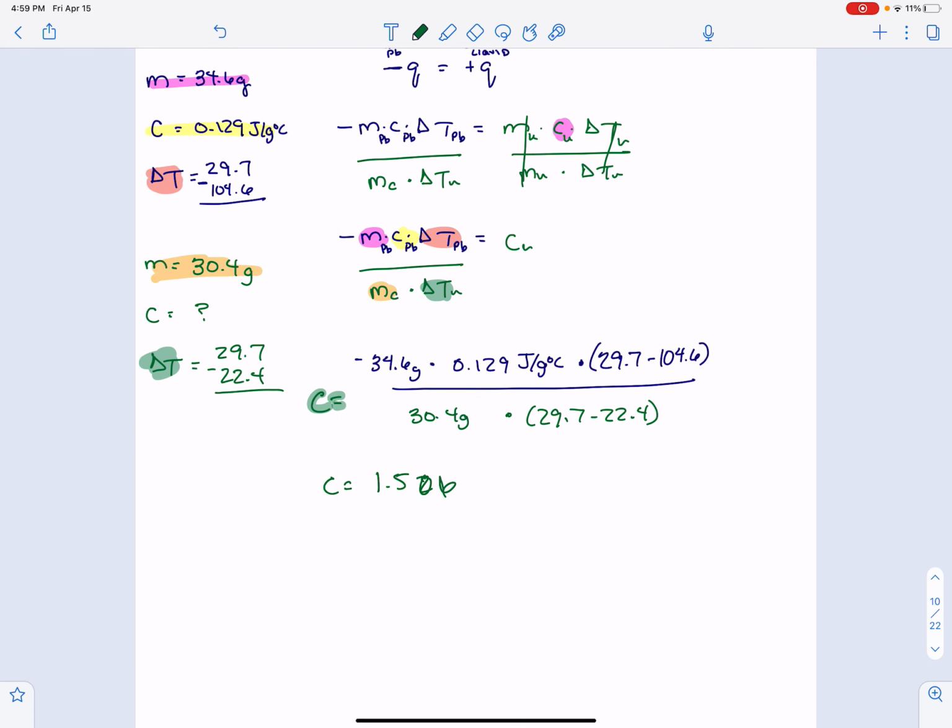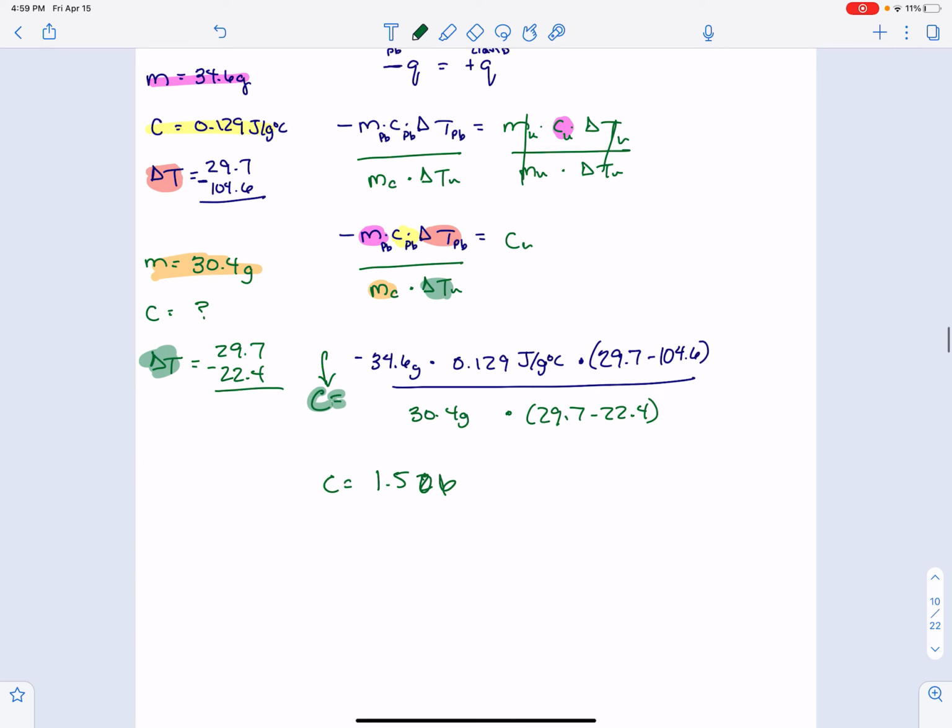If you ever do this and you end up with a C that's negative, you dropped a negative sign somewhere. If you ever end up with a mass that's negative, you dropped a negative somewhere. And even T's, they can be negative, but it's not as common. So just be aware when you get negatives coming out of this one.